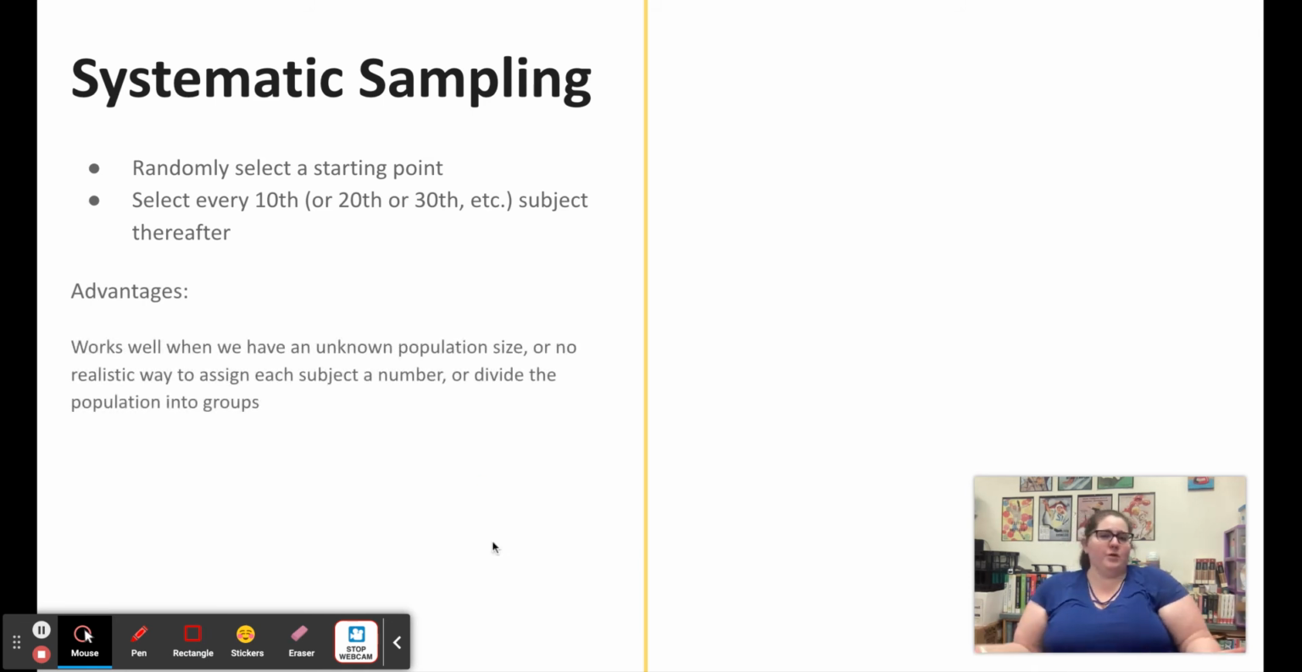So advantages: it works well when we have an unknown population size or no realistic way to assign each subject a number or divide them into groups.